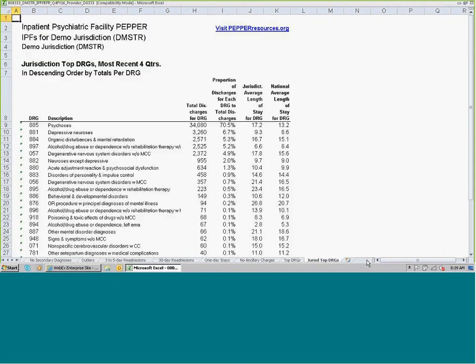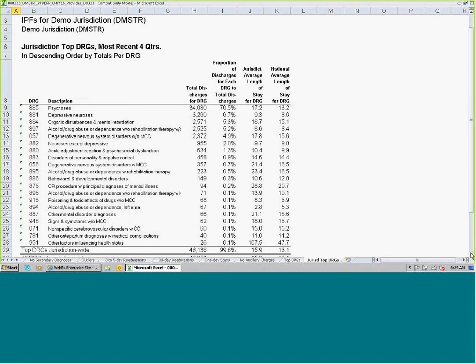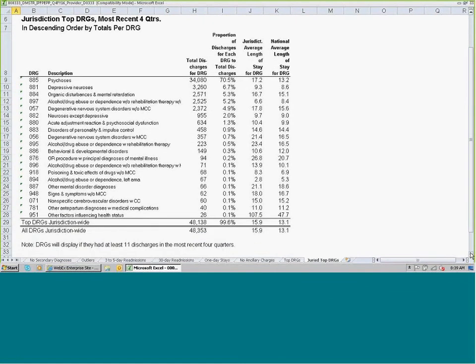And then we provide on the Jurisdiction Top DRGs tab a similar report, but it aggregates discharges for all of the IPFs in the MAC jurisdiction. So it will include the same type of information as what is included on your IPF-specific report. It just summarizes at the jurisdiction level. And so here you'll be able to see the jurisdiction average length of stay as well as the national average length of stay for those top 20 DRGs.